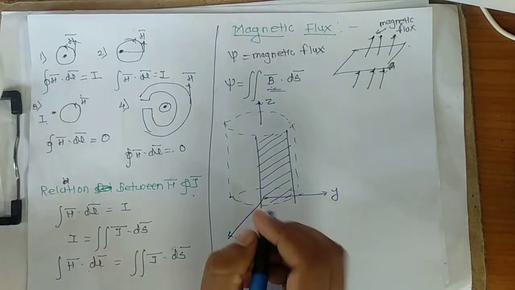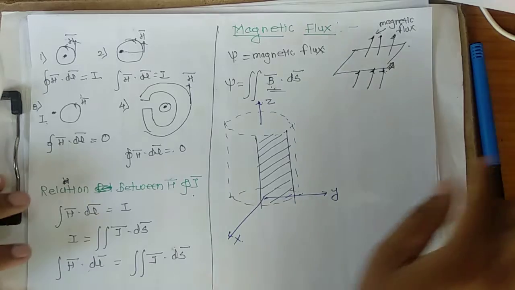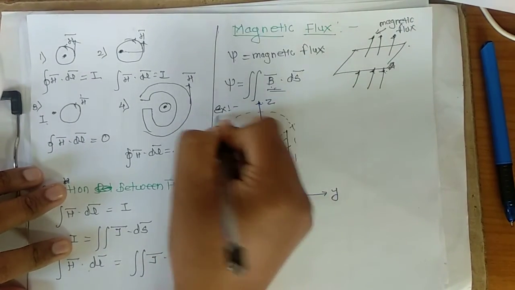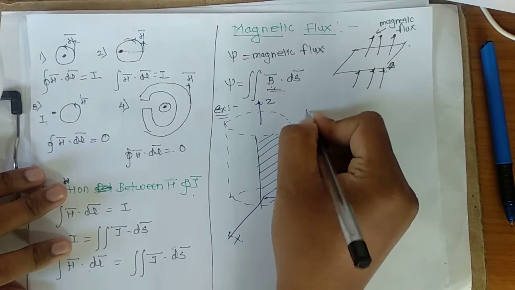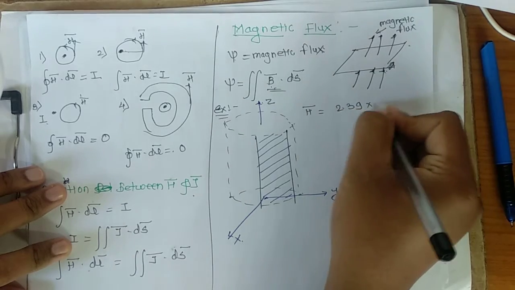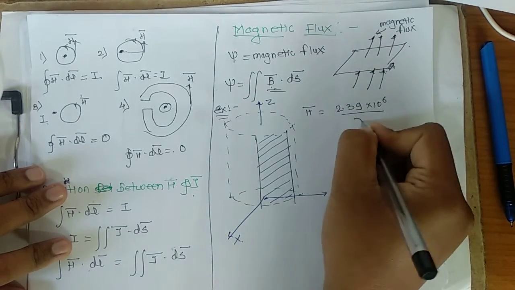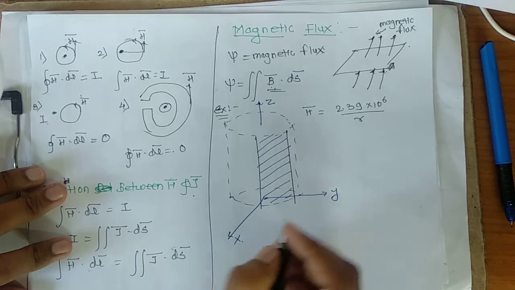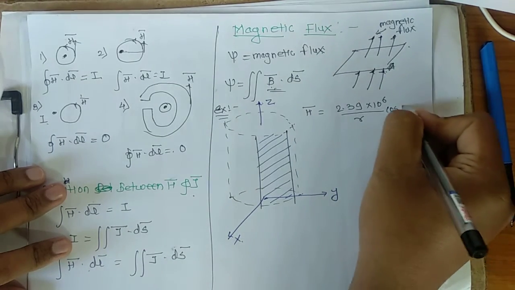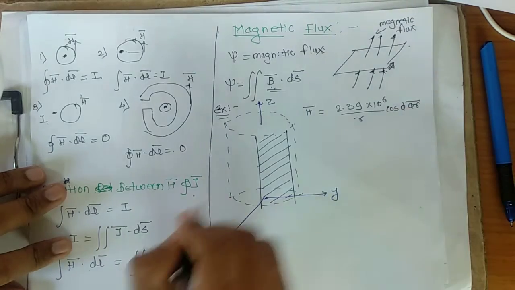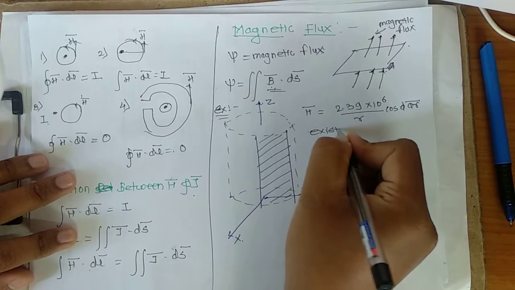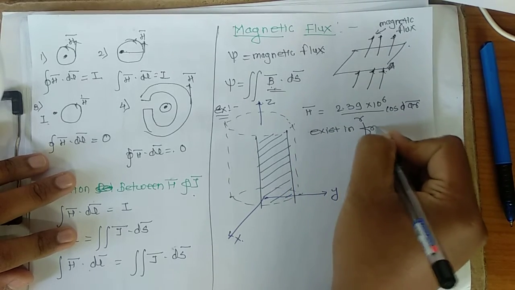So what is the problem in that? They have given an example. What is the example here? H bar they have given. H bar is equal to 2.39 into 10 raised to 6, divided by R, cos phi AR bar, existing in free space.